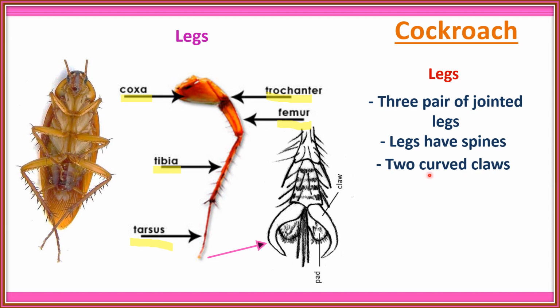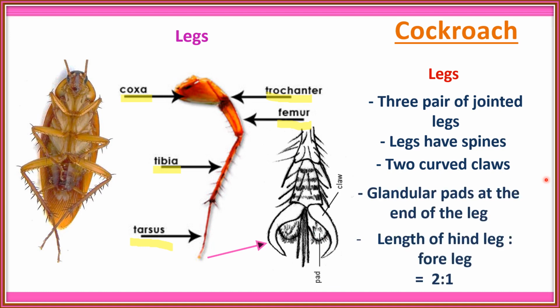Then it has also got 2 curved claws at the bottom. If you magnify it, you will see the 2 curved claws, and inside it has the pads. Then the glandular pads at the end of the legs, in between the claws.